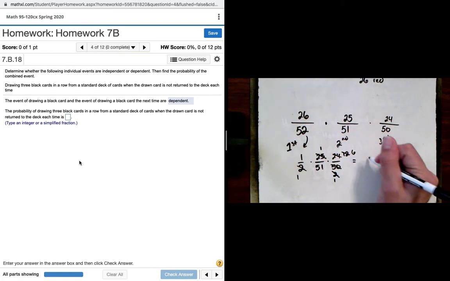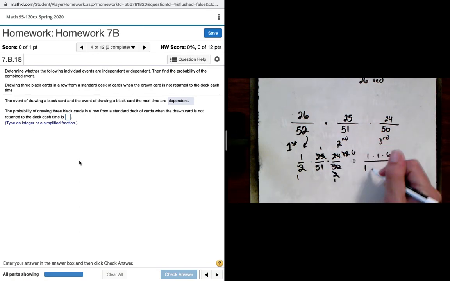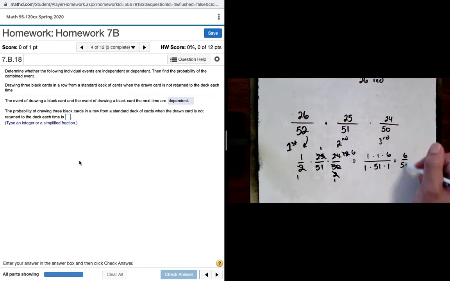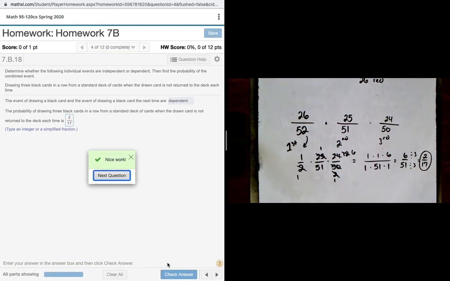So on the top, I have 1 times 1 times 6, and on the bottom, I have 1 times 51 times 1, which is 6 over 51. Oh, that actually can be simplified even more because 51 is divisible by 3. So I'm going to take a 3 out of each of these, and I get 2 out of 17 as its most simplified form. Your calculator would have done that a whole lot faster, so please use it. We get 2 out of 17, and we're done. Yay!